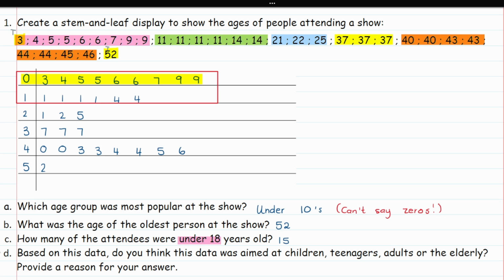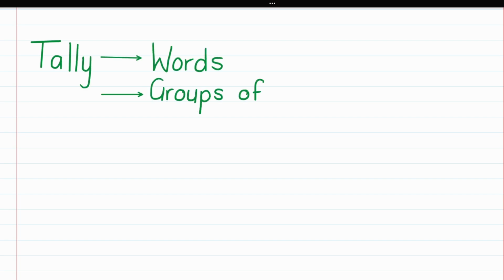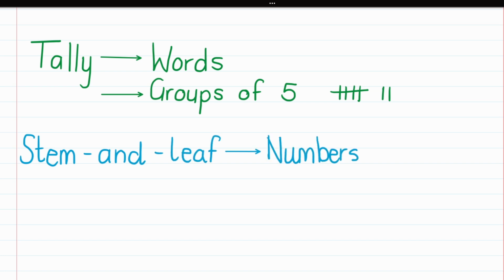So let's quickly wrap up our lesson with a quick recap. Tallies group word-based data into groups of 5, and stem and leaf plots organize number-based data by separating the units from the rest of the digits in a number.